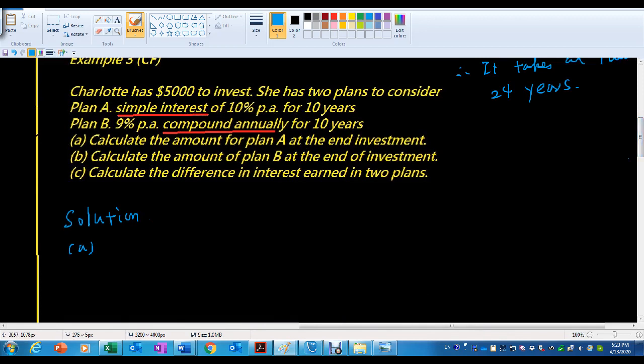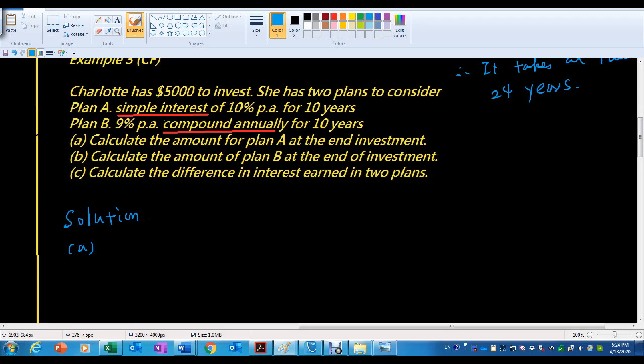Calculate the amount for plan A at the end of investment. There are two plans. The first plan is simple interest of 10% for 10 years. The second one is 9% compound annually for 10 years. Both are for 10 years. When you compare the interest rates, one's 10%, the other 9%. So possibly, by inspection, you might think plan A would be a better option. So how about your answer? The answer would be quite surprising for some of you.